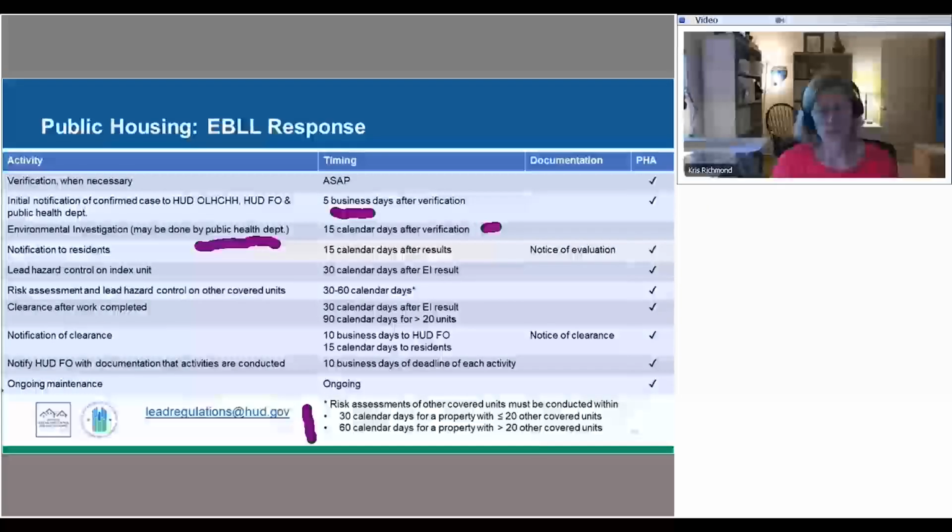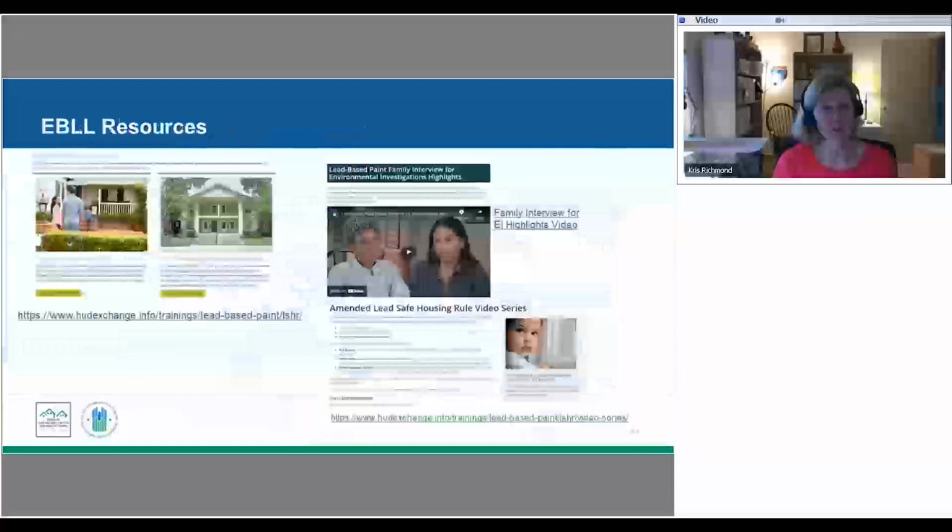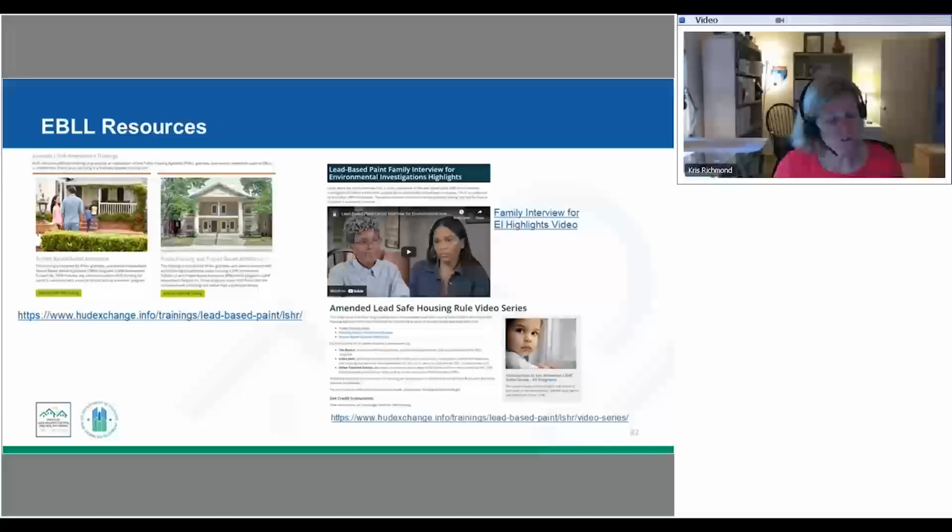We do spend 2 to 2.5 hours going over each of these steps and how you do that. We have samples of forms in the EBL training. So hopefully you can attend the next training. If not, it is recorded and available to you today. So there are a number of EBL resources that are available.